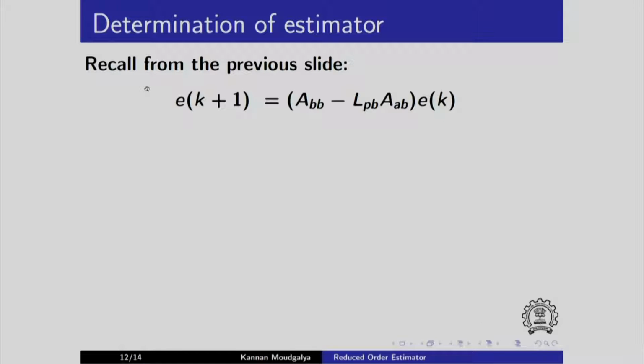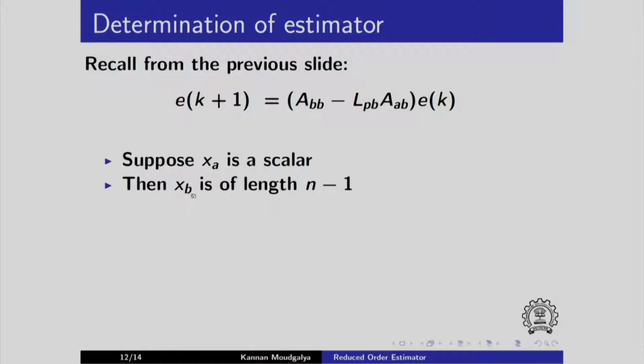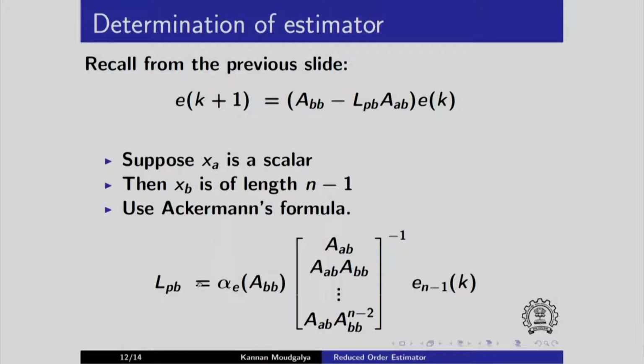So let us recall the pole placement problem that we had in the previous slide. Suppose XA is a scalar, then XB is of length n minus 1, where n is the length of the state x. Let us use the Ackermann's formula. So we get this familiar expression for LPB. This is the desired polynomial.